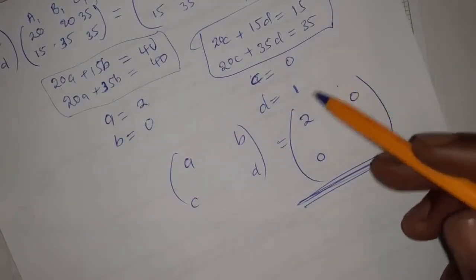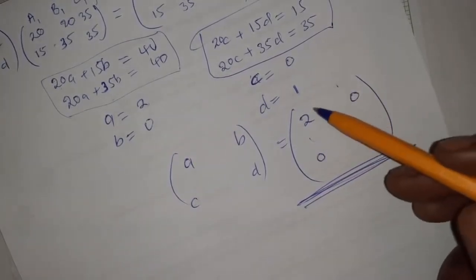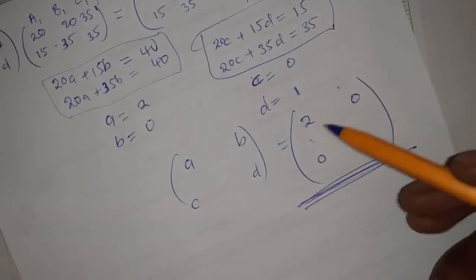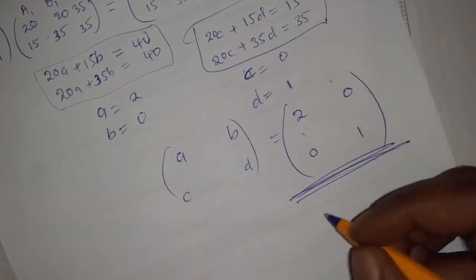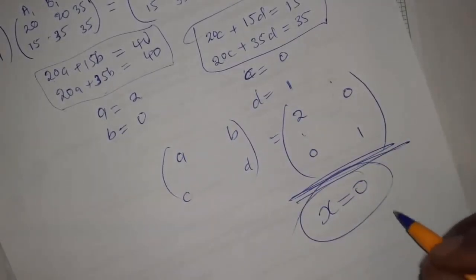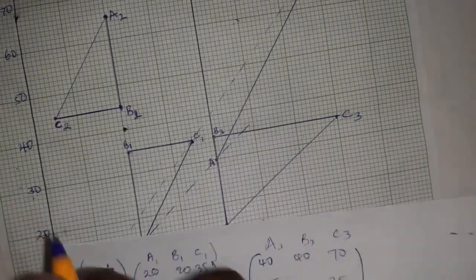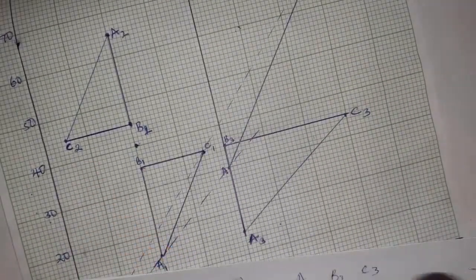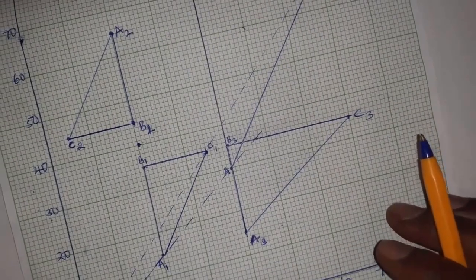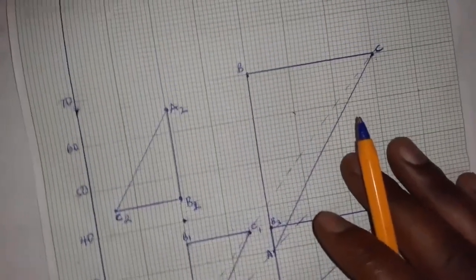Okay, this is a matrix that you use when you're dealing with a stretch when x is equal to 0, when this is the invariant line. Okay, when the y-axis is the invariant line. So here we are being told to describe this.